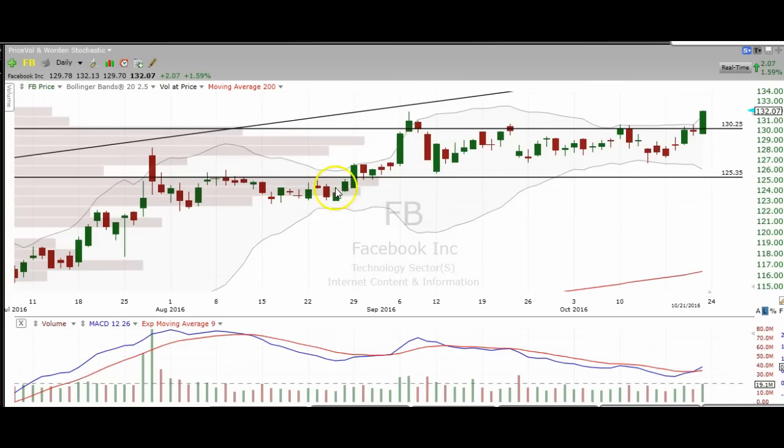To me, this looks very similar to this action right here when we broke to the upside. So this day right here, to me, looks exactly like this day right here. Similar volume action as well. Actually, there's more volume here that we got on this day right here. So look for Facebook to make new highs coming up here next week.